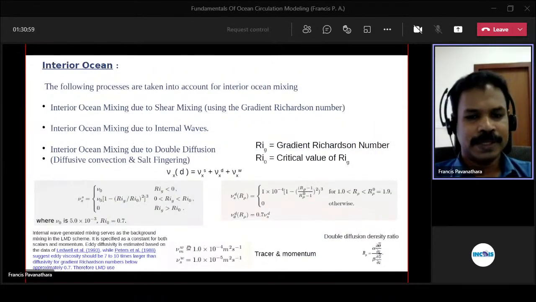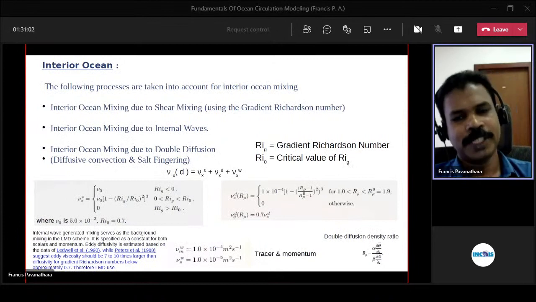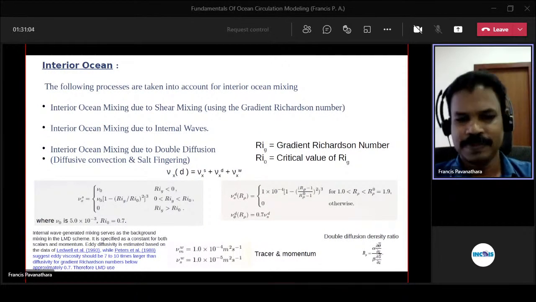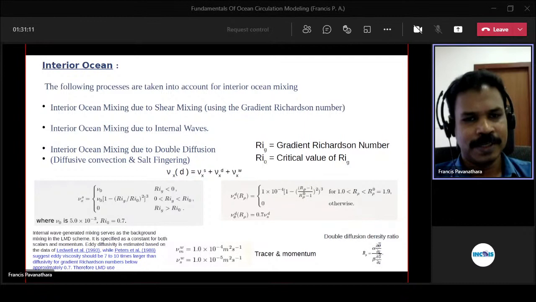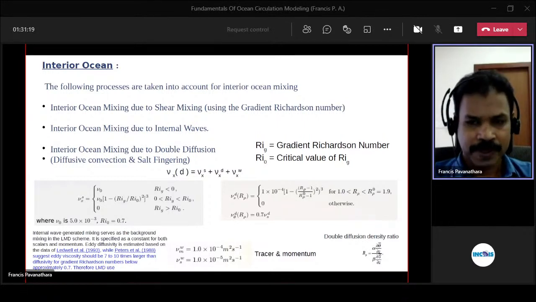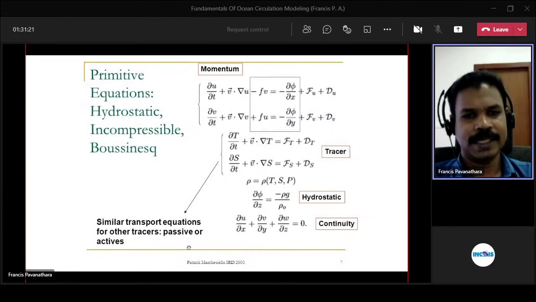So these are the details of how the interior ocean is done. As I said, it's basically shear driven mixing. Interior ocean mixing is basically due to the shear, and that shear comes from the internal waves. So I will skip these details in this lecture.